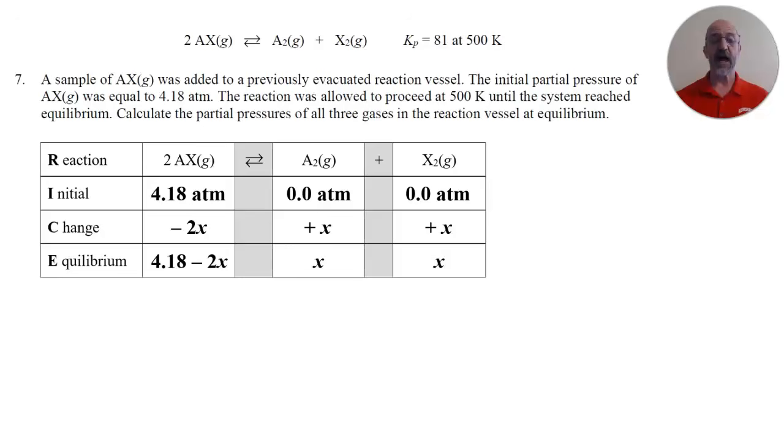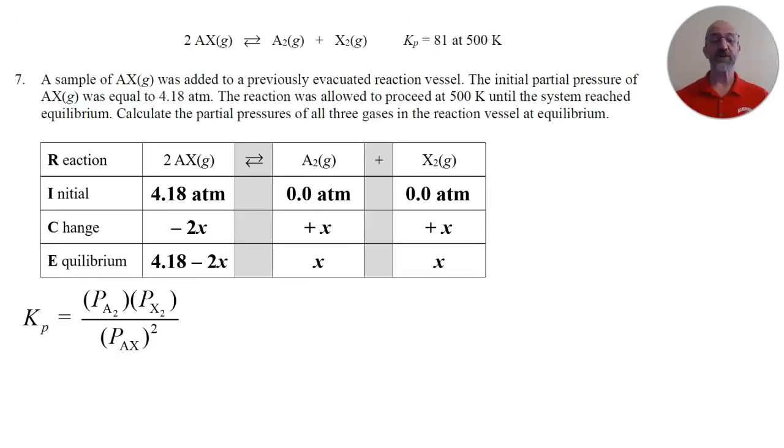The next thing that I will do is write the equilibrium constant expression for this reaction. Now, because it's a Kp as opposed to a Kc, I will not use hard brackets, which indicate concentrations. I will use capital P, which indicates partial pressure. So the equilibrium constant expression for this reaction is written as follows. Partial pressure of substance A2 times partial pressure of substance X2 divided by the partial pressure of substance AX squared.